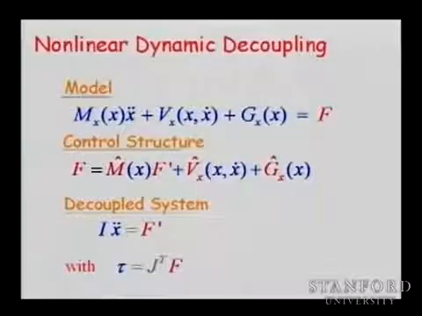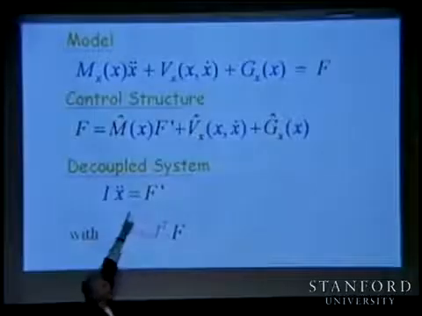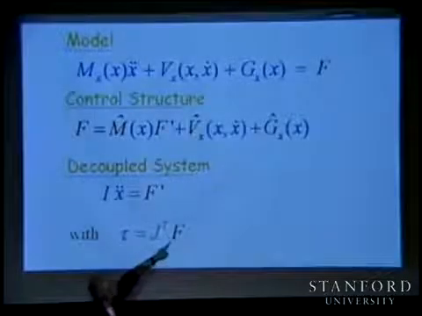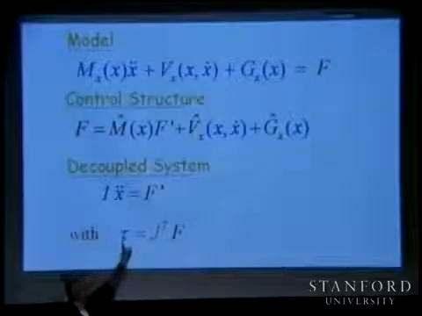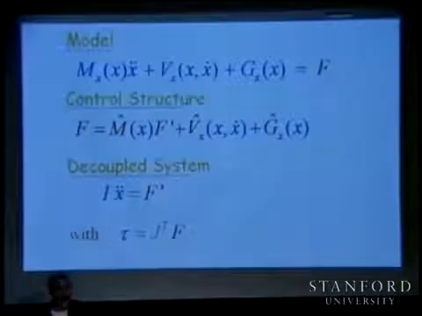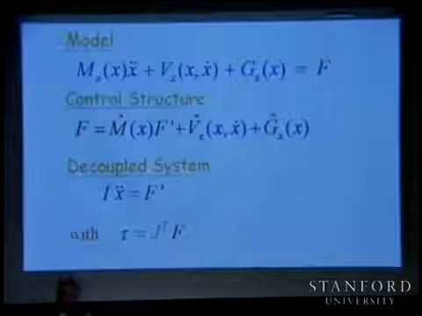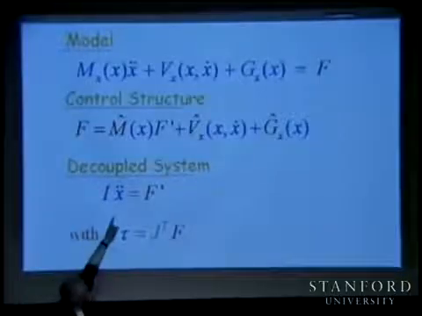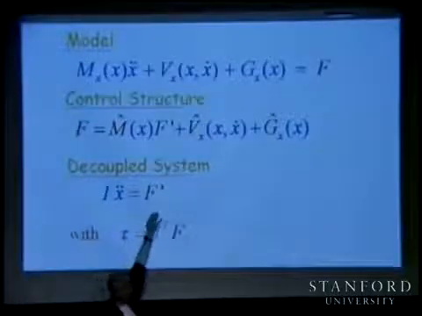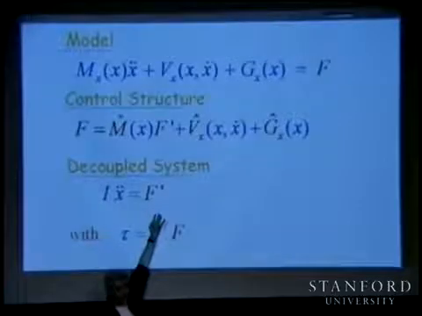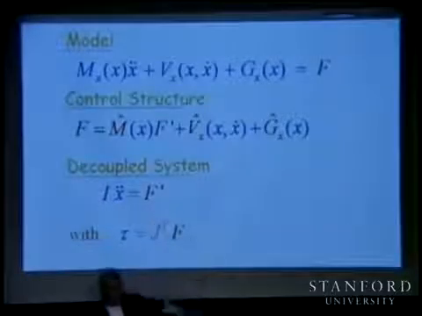And then you apply this f over there, not this one. F prime is in here. You apply J transpose F as a torque, and now you are controlling the torque needed to decouple the system and track the desired behavior you're imposing in F prime. Okay?